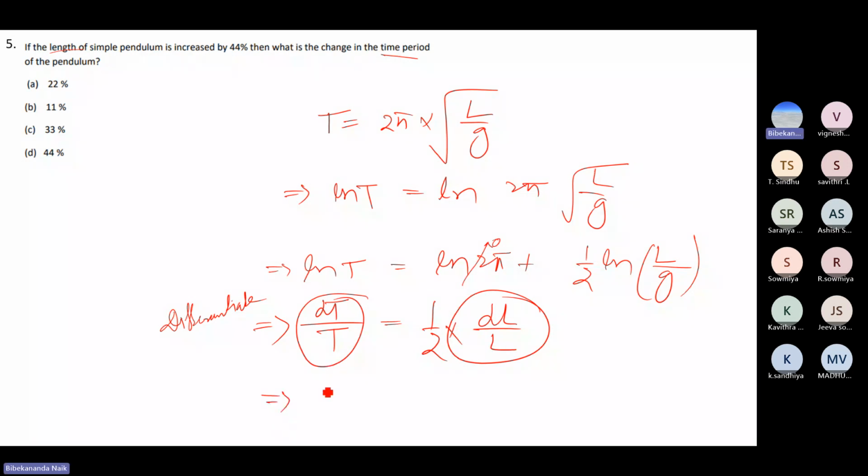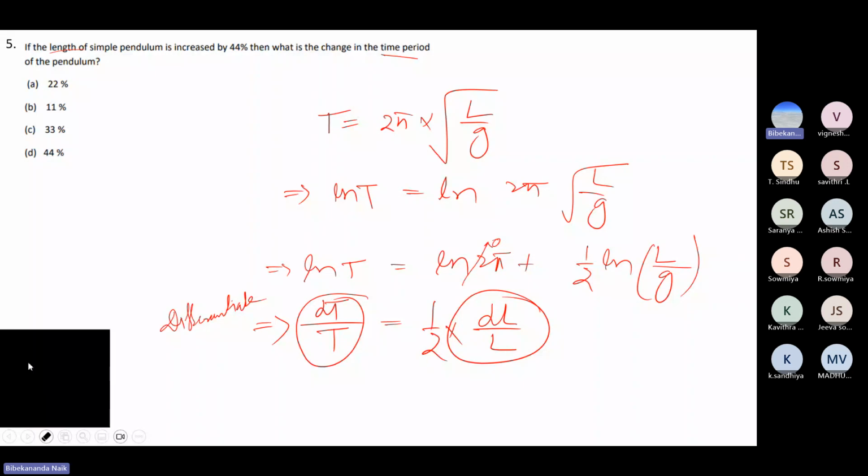From this relation, we can again say that dL by L equals 2 into dT by T, because we are given the change in length and we need to calculate the change in time.